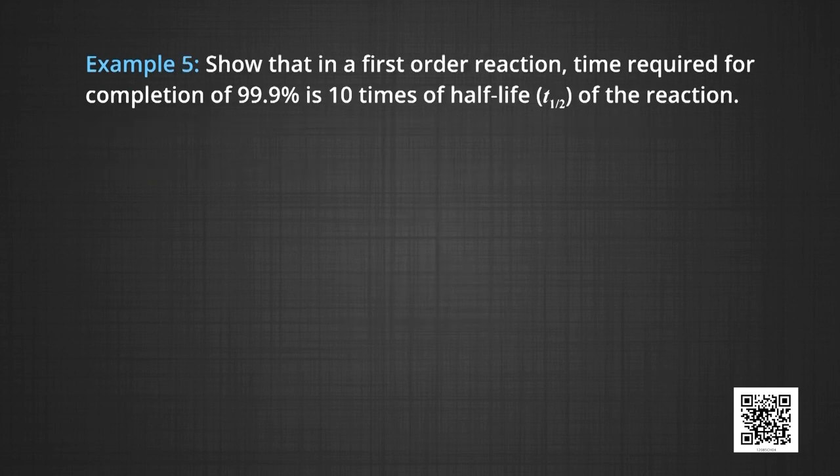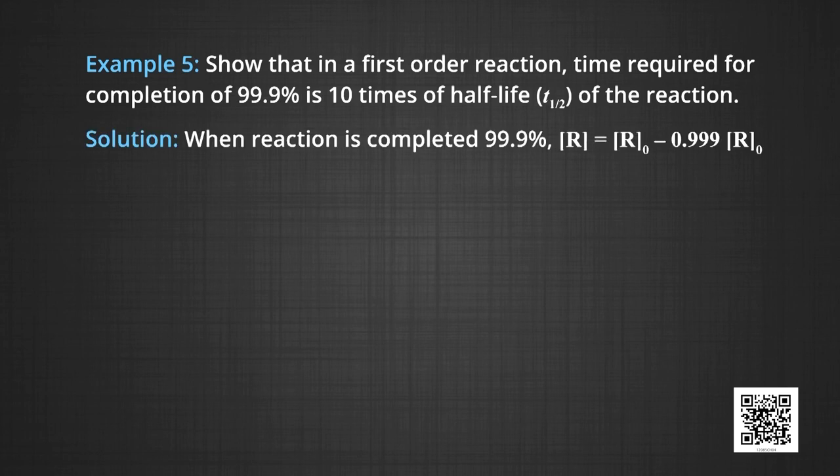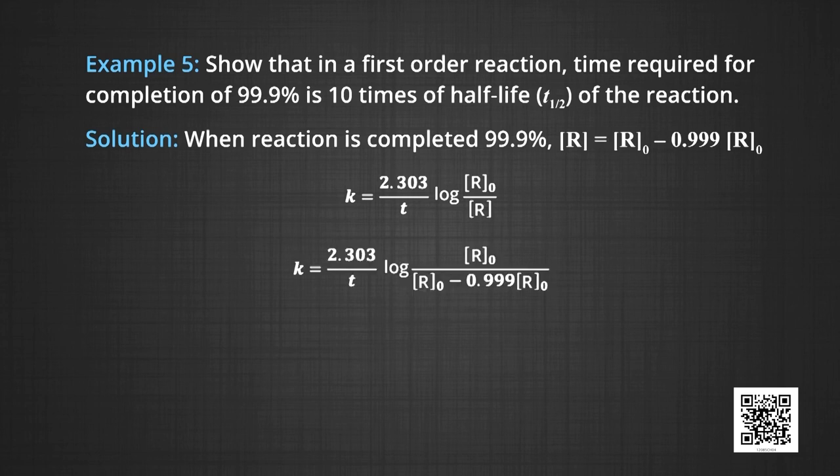Now, another example, show that in a first order reaction, time required for the completion of 99.9% is 10 times of half-life of the reaction. When the reaction is completed 99.9%, then R is equals to R naught minus 0.999 R naught. K is equals to 2.303 by T log R naught upon R. Now, K is equals to 2.303 by T log R naught divided by R naught minus 0.999 R naught. Solving it, K is equals to 2.303 divided by T log 10 raised to power 3. The expression will come out to be T is equals to 6.909 by K.